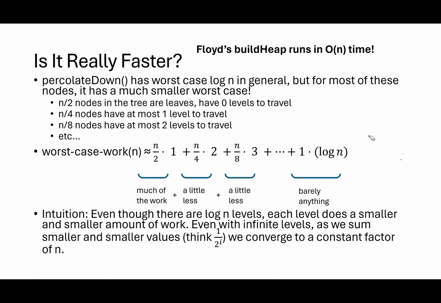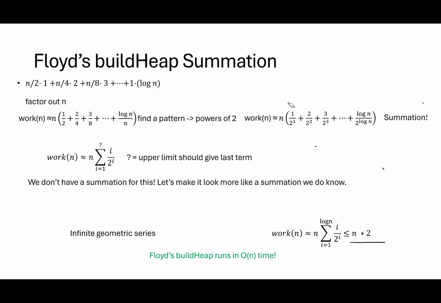Okay, so if I take this equation, you see it's n over 2 into 1, n over 4 into 2, n over 8. This is the number of nodes, and in the worst case, how many bubble downs did each of them do? 3. Okay, so let's take this equation. It's going to be n over 2 into 1, n over 4 into 2, n over 8 into 3.